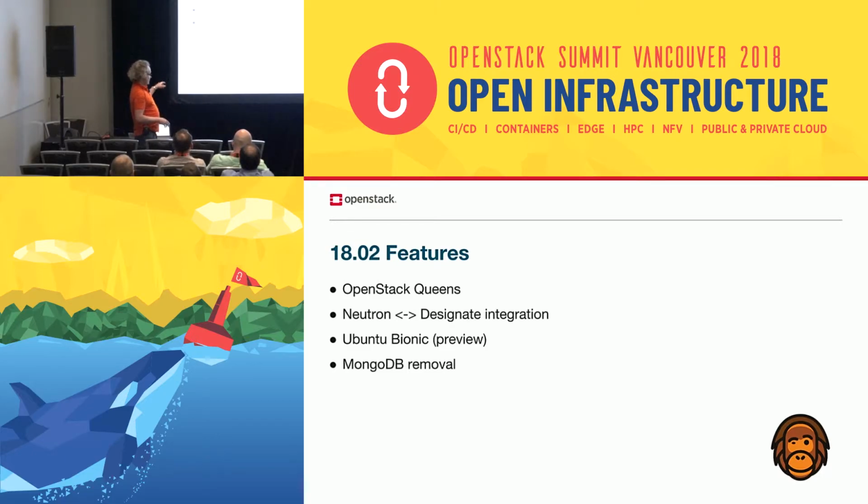So that was available in February. We had a preview for Ubuntu Bionic, which is the LTS that Ubuntu released last month. And we did the final piece of work to remove MongoDB from our stack. MongoDB was the database backend for Ceilometer for some time, and the work we did around Gnocchi supersedes that and completely replaces it from Queens, Pike and Queens onwards, basically.